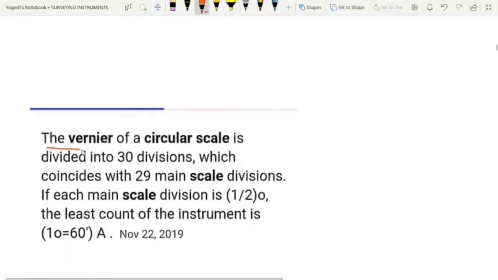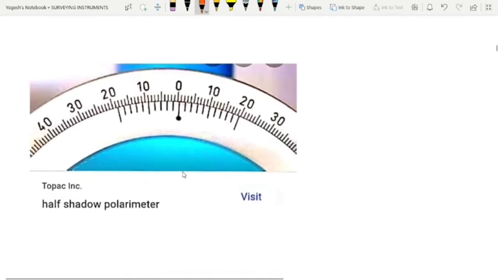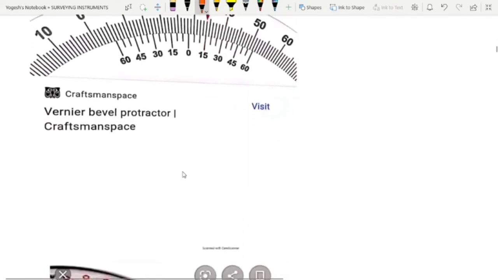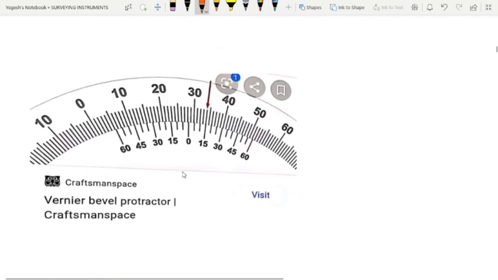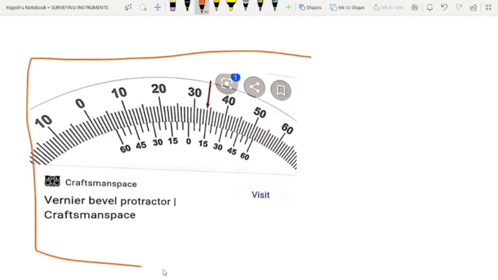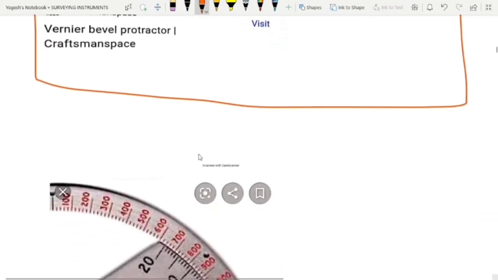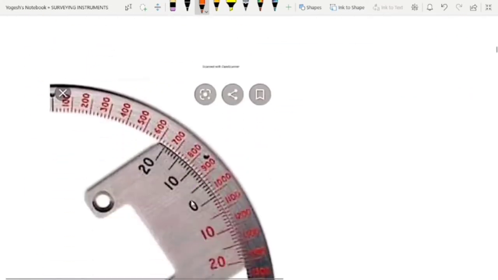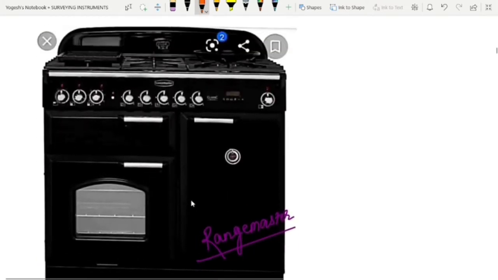Vernier scale of circular scale is divided into 30 divisions, which coincide with 29 main scale divisions. Means n divisions of the circular vernier scale are equal to n-1 divisions of the main scale. That is the case of the retrograde vernier. This is half shadow polarimeter, which is also used for the measurement of angles. This is a protractor, in the absence of which our scale of chord is used. This is also a polarimeter. This is range master, which is used as a range finder. So my dear students, this is also called the range finder.